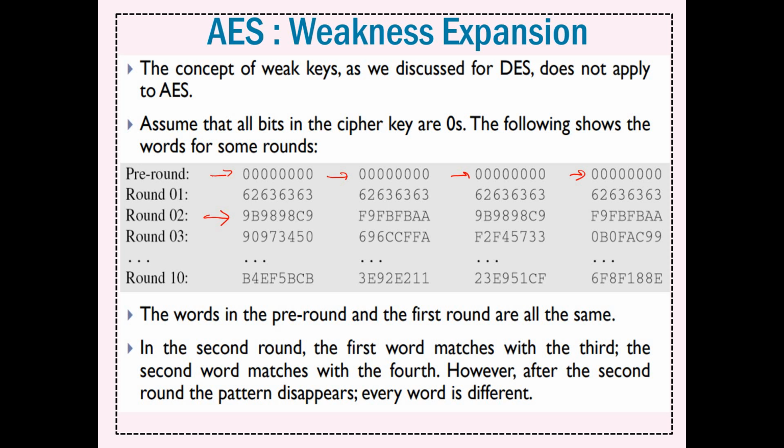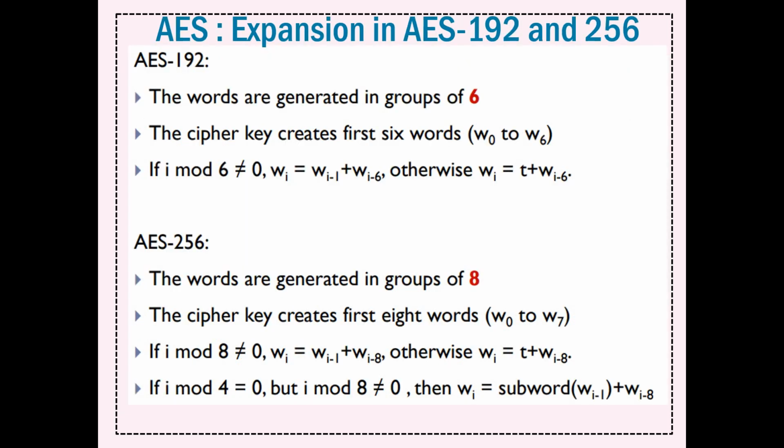That is the example given over here. Next, the last one I can touch upon is the 192 and 256. These are the two other flavors of AES, as I told you. Same process, except the words are generated in groups of 6. In AES 128, we generate 4 words. Here it's 6 words, and in the case of 256, it will be 8 words. That's the only change. And in the equations, all are the same except that here it is 6.